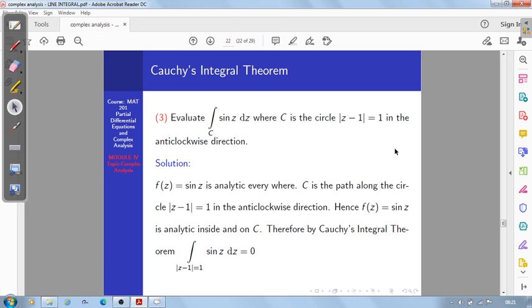And in that C is a path in which the function sin z is analytic and therefore integral over C sin z dz will be equal to 0.